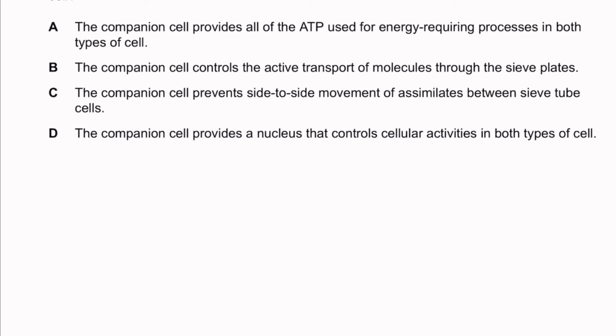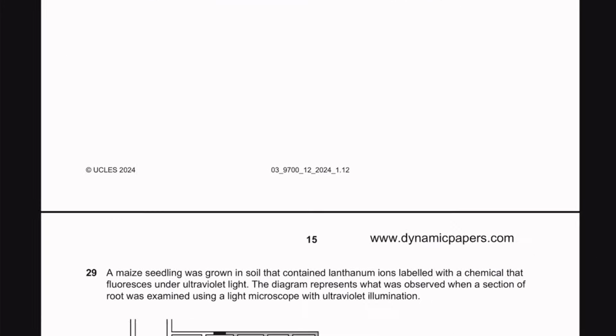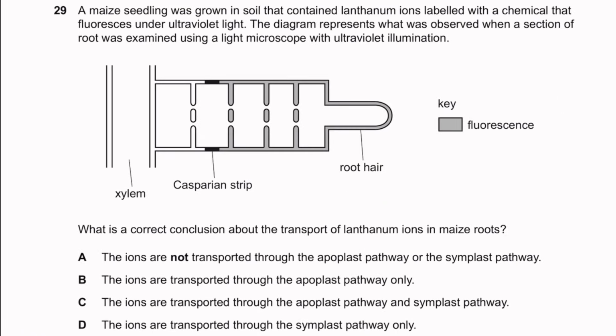So C is wrong, B is wrong, and A is wrong. The companion cell provides a nucleus that controls cellular activities in both types of cells. This works, and so D is my answer. 29. A maize seedling was grown in soil that contained lanthanum ions and labeled with a chemical that fluoresces under violet light. The diagram represents what was observed when a section of fruit was examined using a light microscope with ultraviolet illumination.